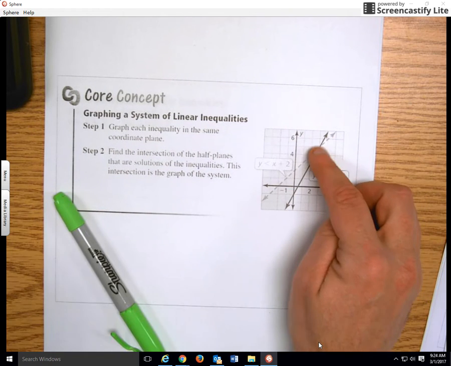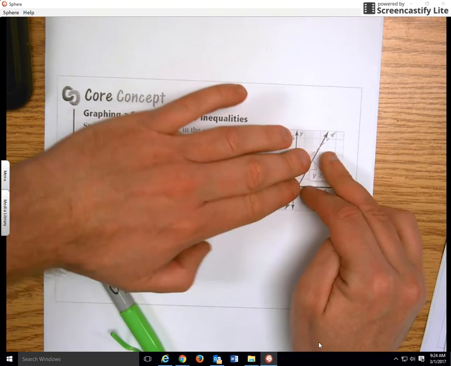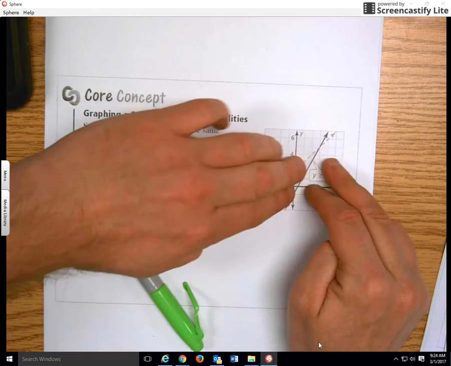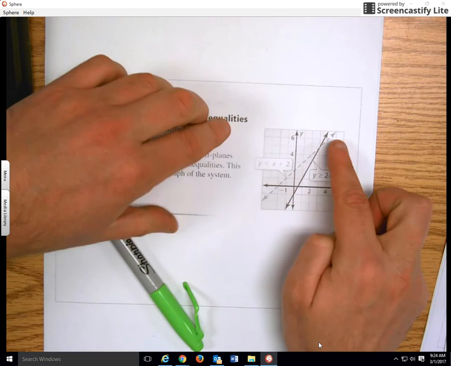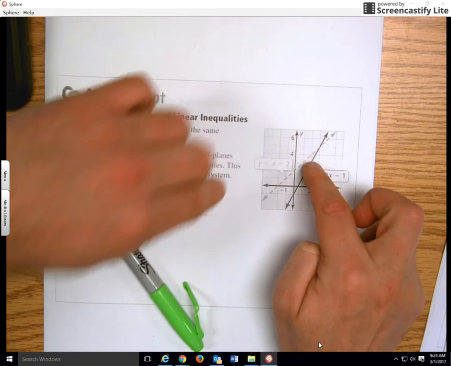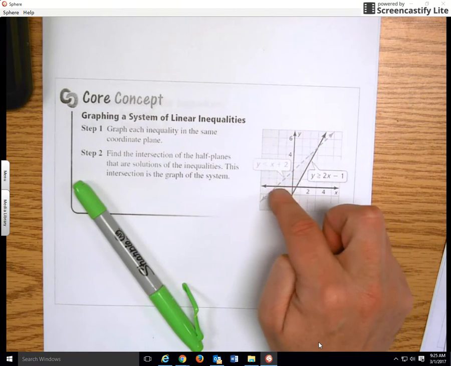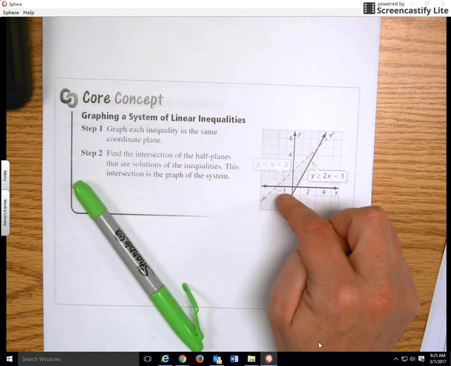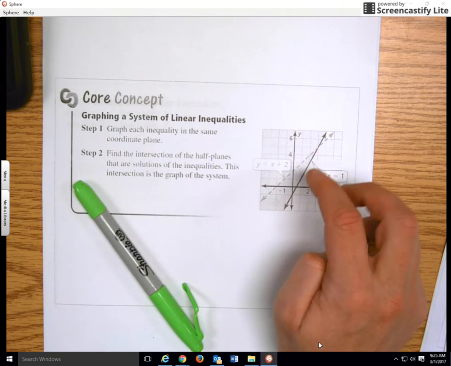So this one right here is split into two halves, a half plane and a half plane. And this inequality line here is split into two half planes. And the intersection is where they meet in the middle. And that's all the solutions, all the answers for these two inequalities.